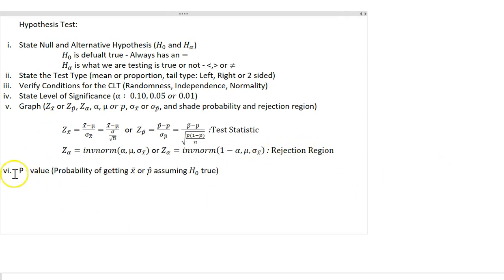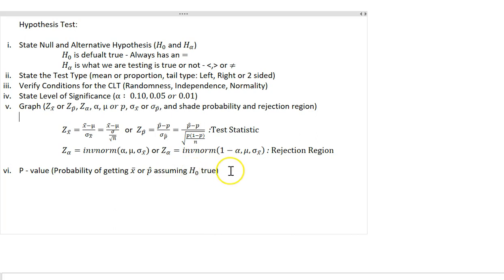The next thing we have to find is the p-value. The p-value is different from p-hat, or my actual sample proportion. It is a probability value. It's the probability of getting the test statistic that I got, either the test statistic or the actual sample mean or sample proportion, assuming that my null hypothesis is true. So basically it's the probability that what actually happened is likely to happen, assuming that this is true.